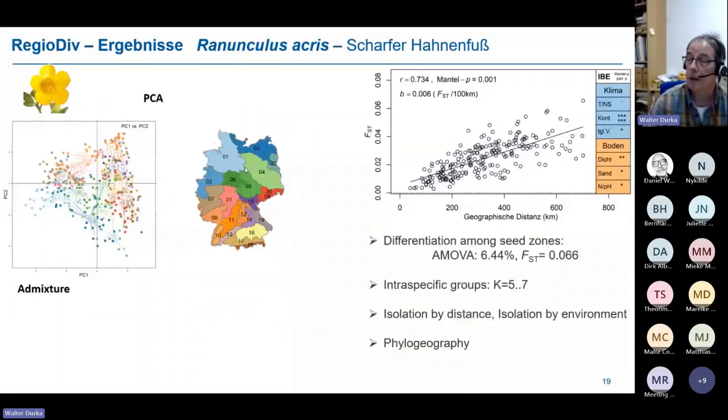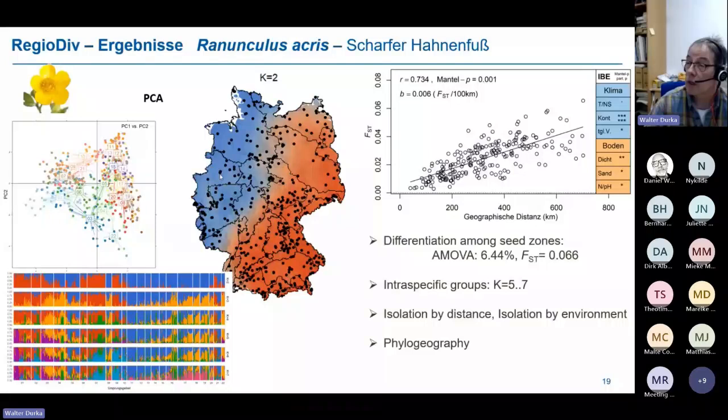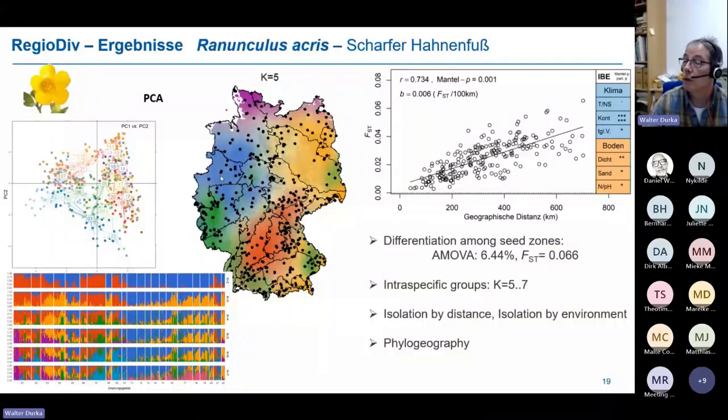Looking again for the same species on the pattern of the whole data set, we again see a nicely separated group. And if we look again for the separation at k equals 2, if we only look for 2 clusters, it's again the same pattern that we have just seen, east versus west of Germany. If we go up and allow for more groups, we can see much more differentiated groups. For example, in the very north of Germany, this pink group, which is clearly visible. So in this case, we have again isolation by distance, we have clear groupings, but we have additional influences which we can interpret as a signal of the phylogeography of the species.